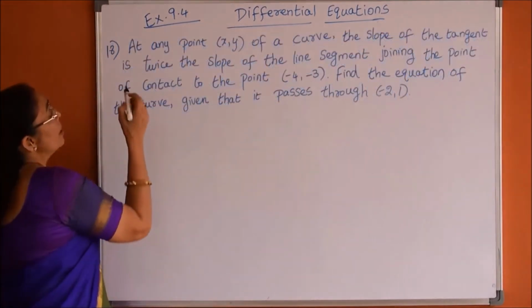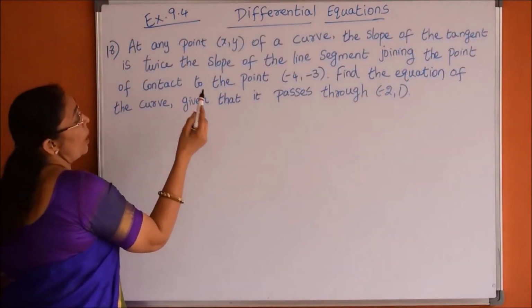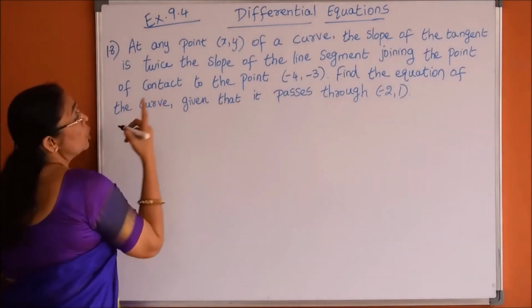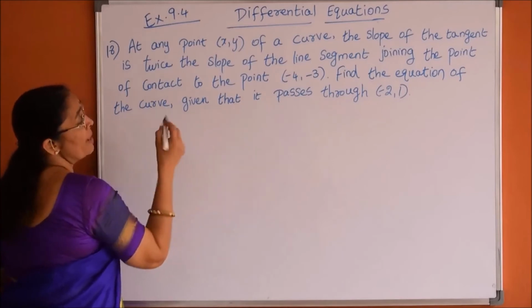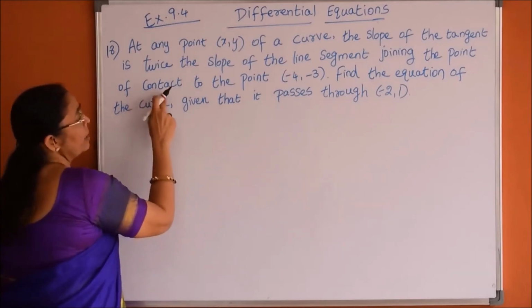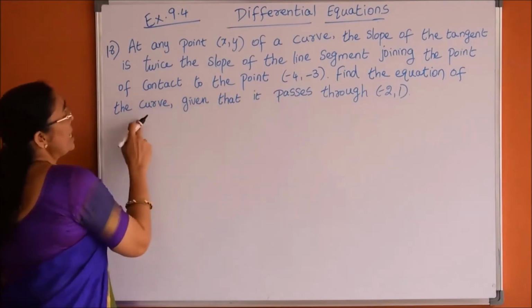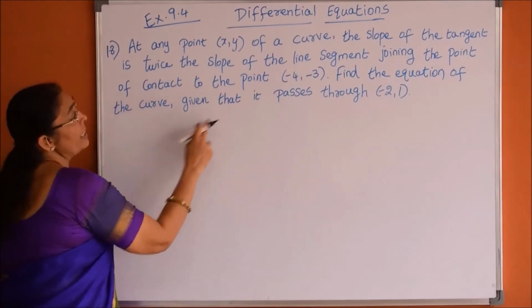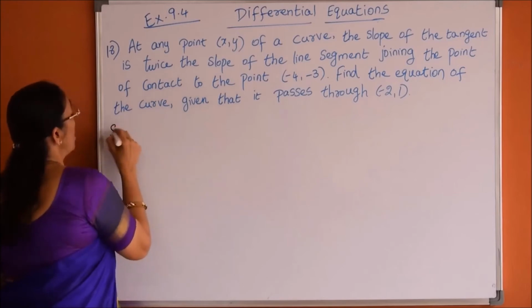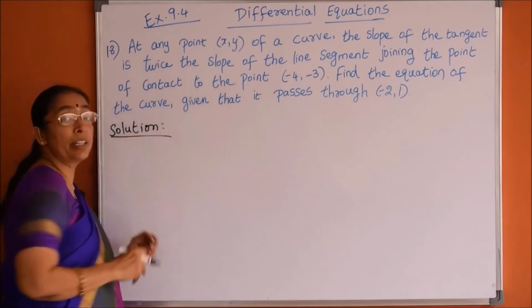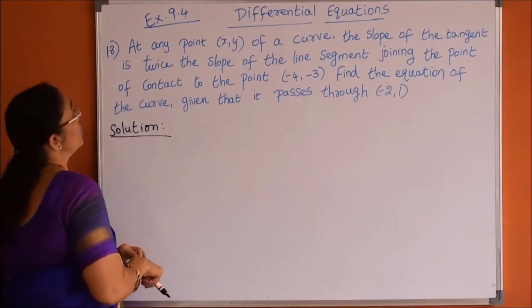18th problem. At any point x, y of a curve, the slope of the tangent is twice the slope of the line segment joining the point of contact to the point minus 4, minus 3. Find the equation of the curve given that it passes through minus 2, 1. So, we have to frame the differential equation first. Let us try to understand the question.